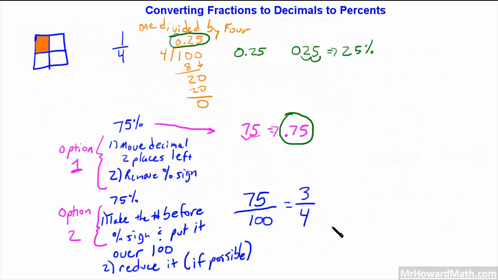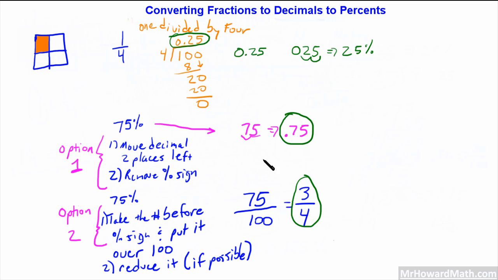So 3/4 is our fraction. There we go. Let's circle that. Okay. So in option 1 we went from a percent to a decimal. Option 2 we went from a percent to a fraction.